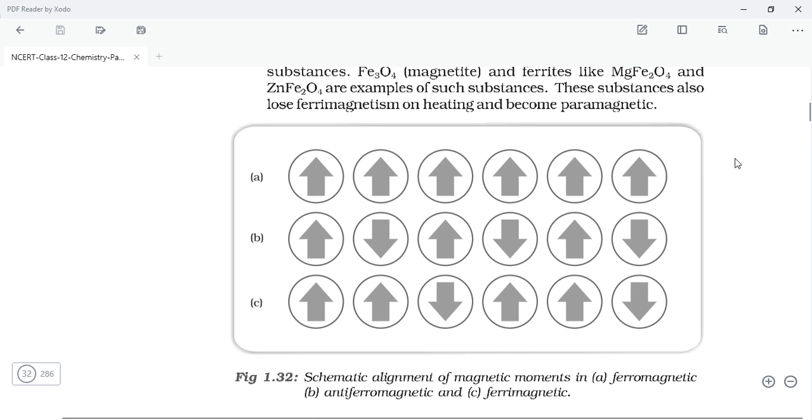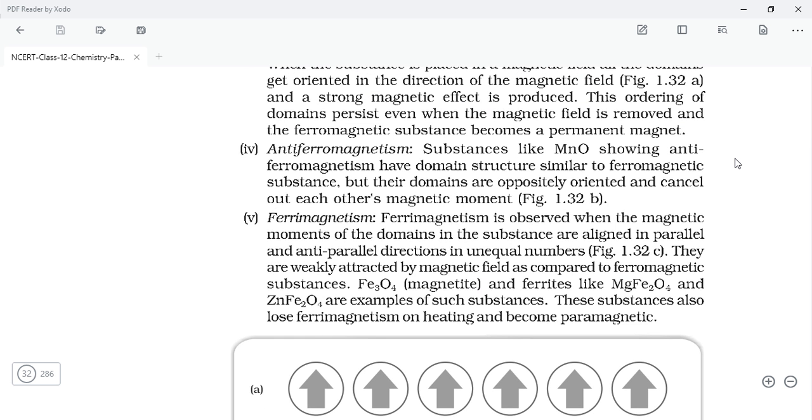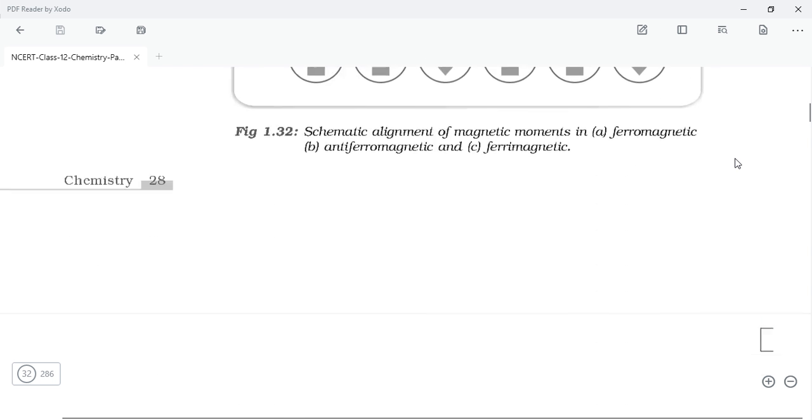a different kind of alignment. You can judge that ferrimagnetism is observed when the magnetic moments of the domains in the substance are aligned in parallel and anti-parallel directions in unequal numbers. They should not be equal, because then they will become antiferromagnetic, but the unequal numbers should be there so you get a specific direction for the magnetic field.